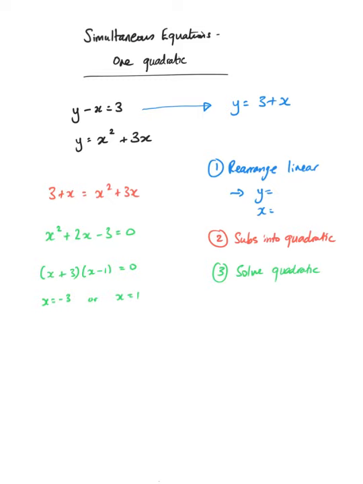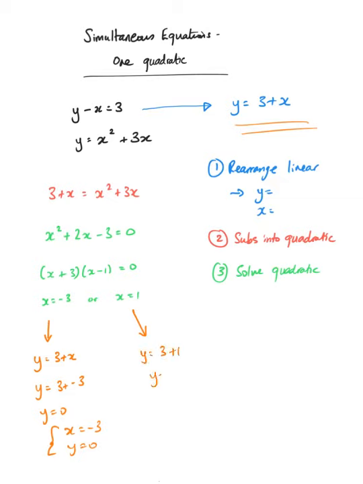Now what I need to do is substitute those two values into the linear equation to find y. So when x equals minus 3, y is equal to 3 plus x. If you remember, we had that up here. So y is equal to 3 plus minus 3, so y equals 0. So one set of solutions is that x equals minus 3 and y equals 0. Now when x equals 1, y is going to be equal to 3 plus 1, so y is equal to 4. So our other set of solutions is x equals 1 and y equals 4.